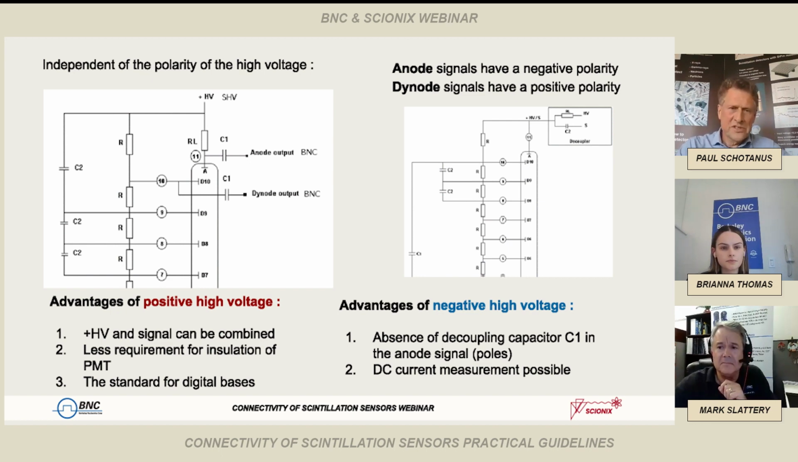The advantage of a positive high voltage is that you can combine the signal and the high voltage over a single connection cable, like you see in the top right. And there's an advantage, for example, for some radiation sensors like counters, where you only need one cable to operate the sensor.